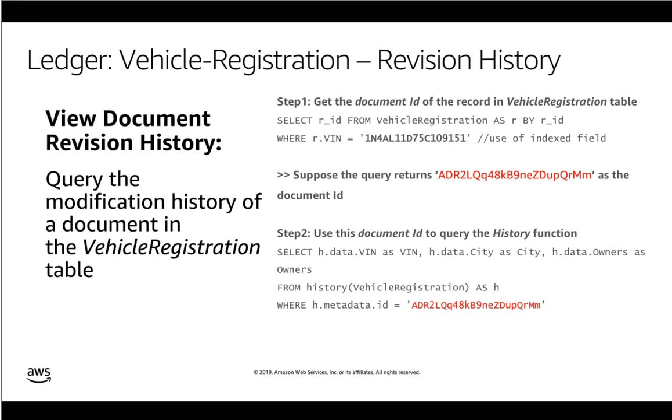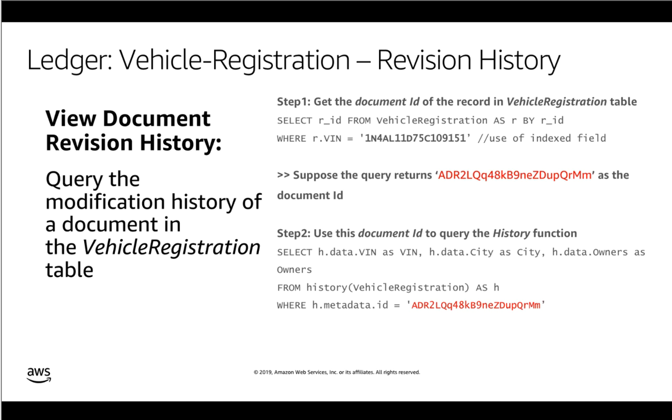So select r_id from vehicle registration as r by r_id. In the BY clause, we refer to the alias for that particular document ID as r_id, where in the condition we have specified a particular VIN number. And as we recall, this was actually an indexed field. Now, suppose the query returns the document ID of what's depicted here. We can now use this document ID to query the history function.